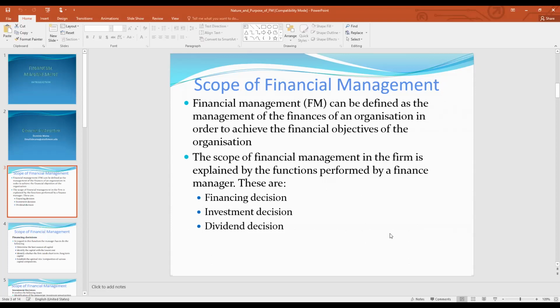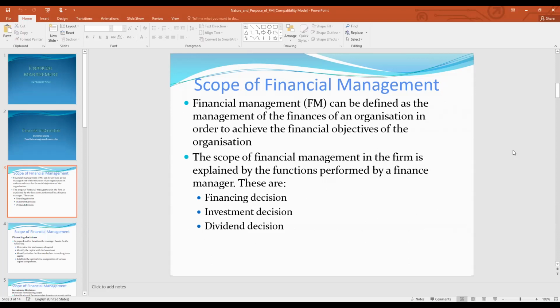Which means, from the definition, what constitutes financial resources? What constitutes financial capital? What constitutes financial objective? We shall make reference to those terms in this particular topic, to know what exactly financial management entails. And financial management entails three things, what we call the scope of financial management.